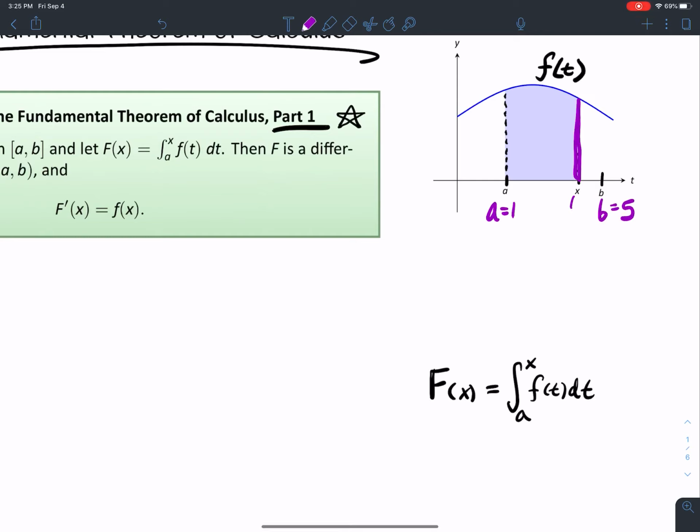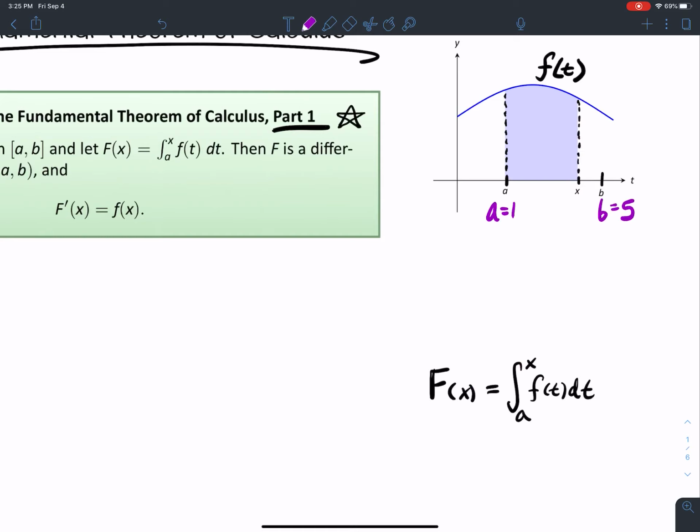If the x instead was like a 4, the only thing that would change, this would still be a 1, but I would put a 4 there. A 4 would go in there if that was the case. But we're keeping it arbitrary, so we're just going to call it x. And so I plug an x in here, I get the x in there, okay?